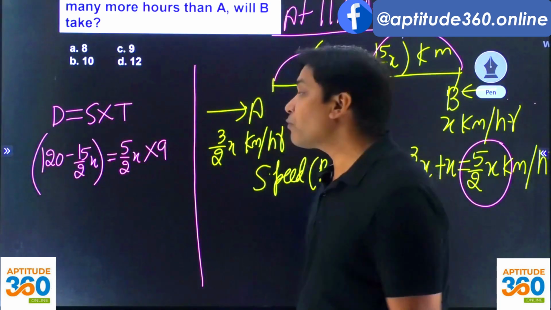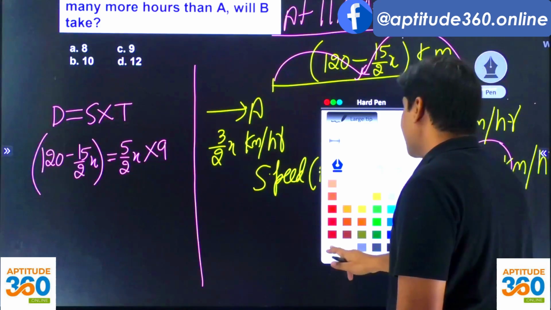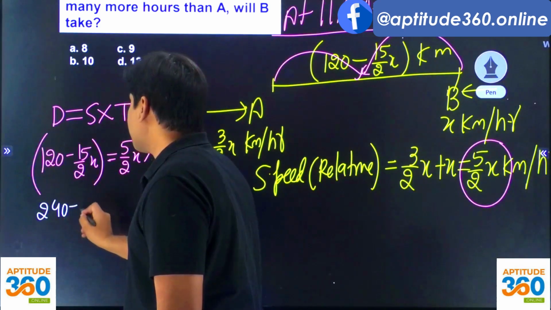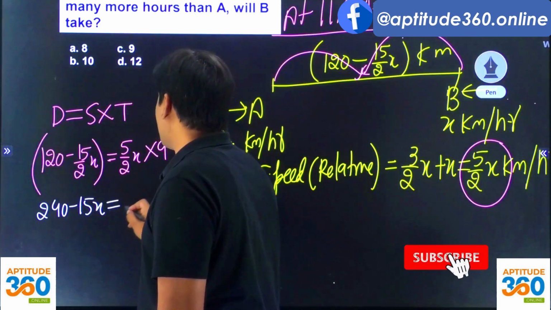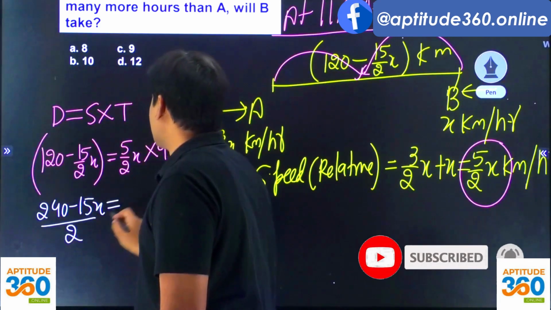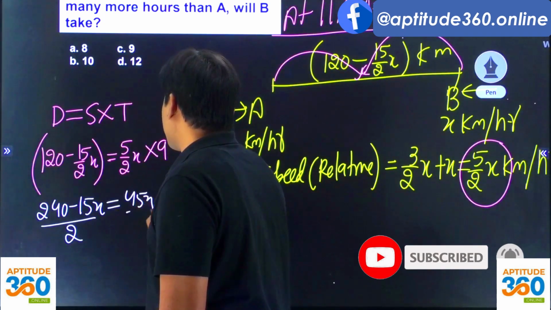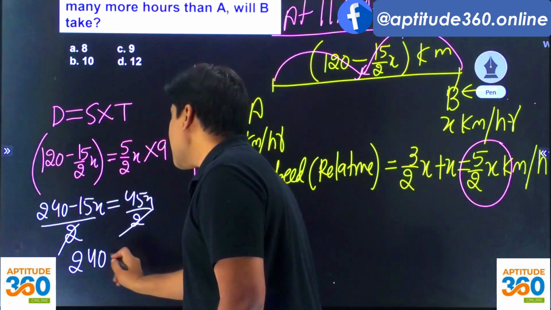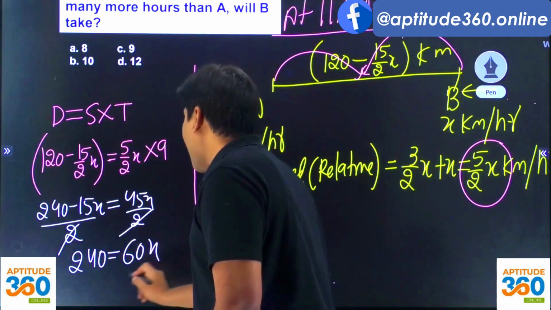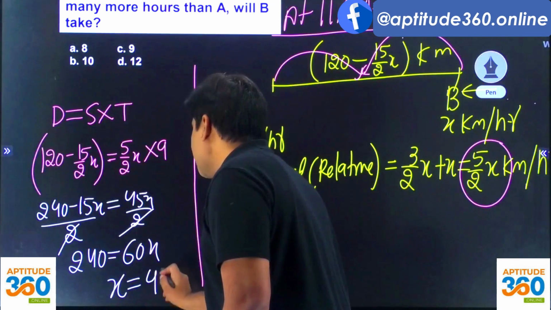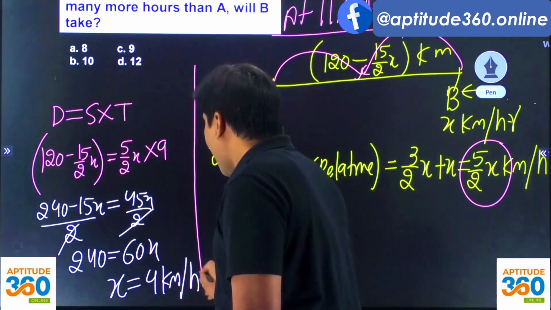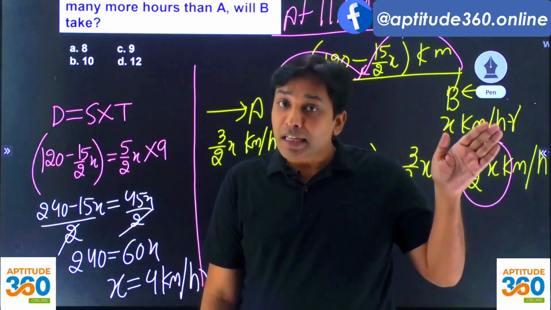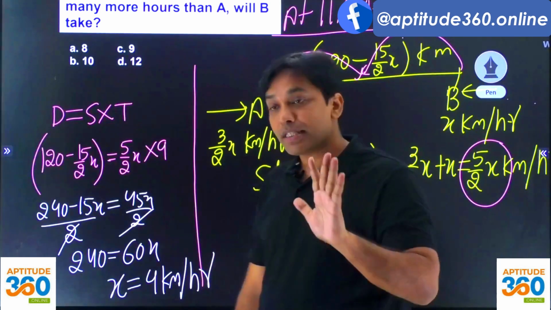It's pretty simple for us to find out. If we simplify, we can get the value. So this is going to be 240 minus 15x, divided by 2, is equal to 45x by 2. So 2 and 2 are gone. 15x will come on this side. So 240 is equal to 60x. And the value of x comes out as 4 kilometers per hour. And what is x? X is the speed of B that is coming towards P from Q, isn't it?